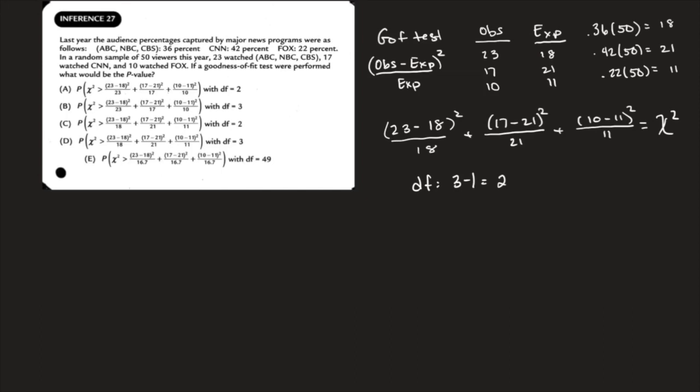This allows me to find the answer very quickly, which we can say is C at this point. All right, so next one.